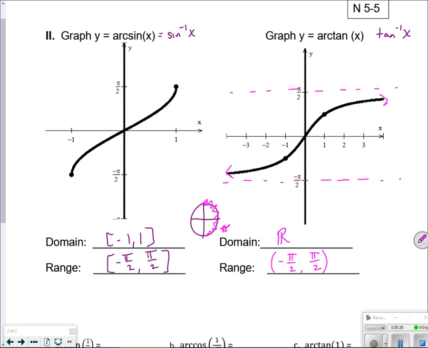I want you to put a star by quadrant 4 because it's the weird one. This is negative pi over 2 and this is pi over 2. Correct? Yeah, quadrant 4 is going to be a weird case.